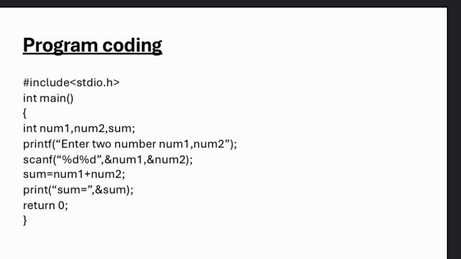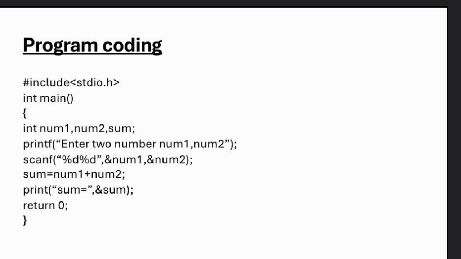Okay, let me continue the program. We create integer variables num1, num2, sum. These are variables. Then printf: enter two numbers num1 and num2. Printing means we output to the user. It will output: enter two numbers num1 and num2.